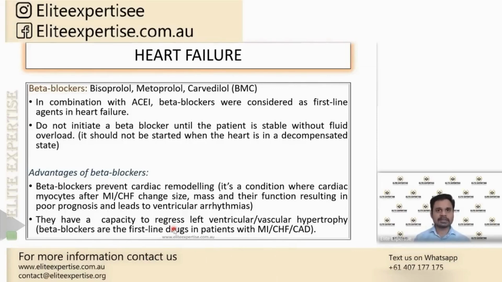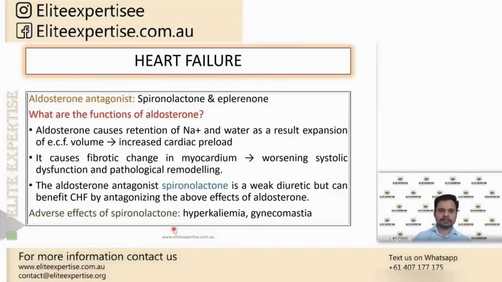If the patient has hypertension with myocardial infarction, hypertension with congestive heart failure, or hypertension with any coronary artery disorders, like angina pectoris, then beta blockers are to be considered as the first line agents, because beta blockers have a cardioprotective property. Then the next class of drugs are the aldosterone antagonists.